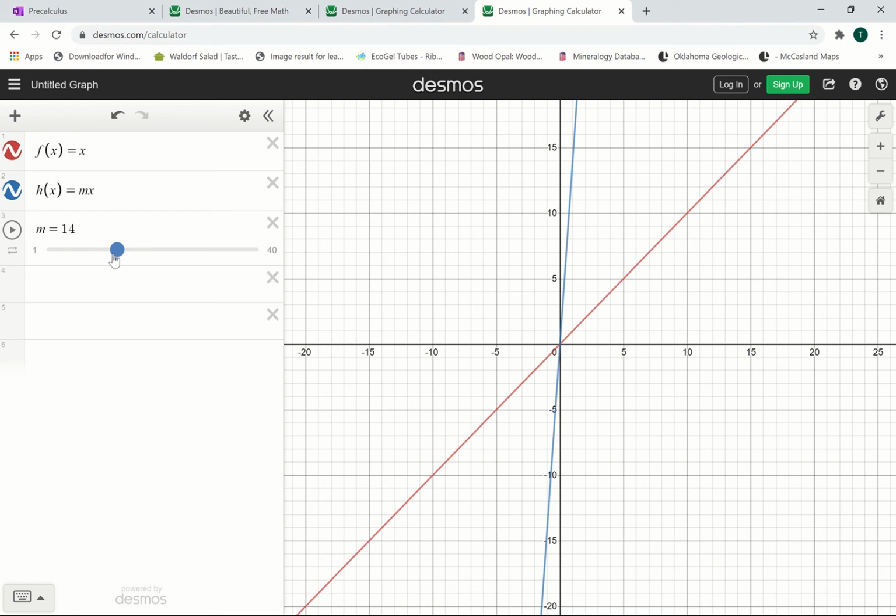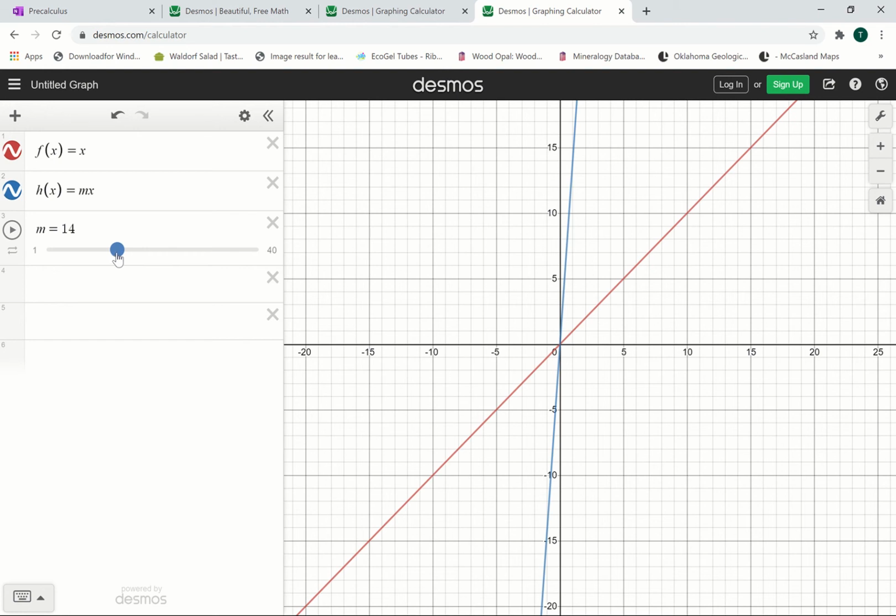So the smaller the slope as a fraction, the flatter it gets. The larger the slope as a number, the steeper it gets. And remember, that includes mixed fractions. So 15 divided by 2, that's actually a large number, because we do include decimals here because they are real numbers.